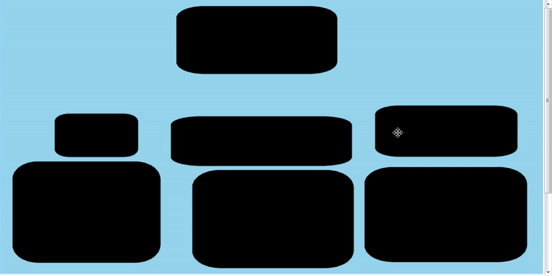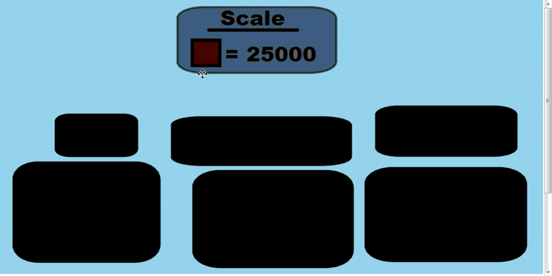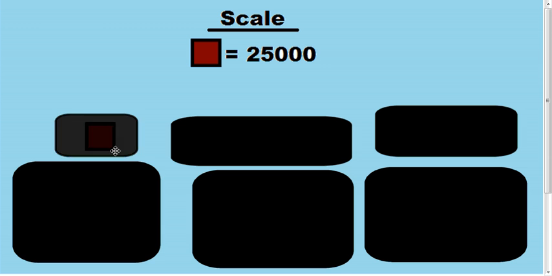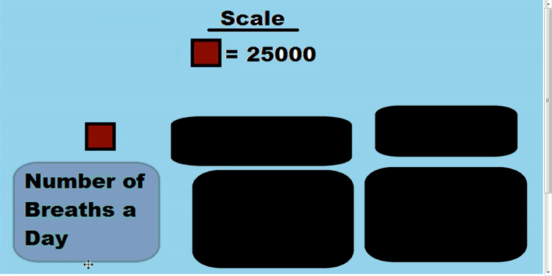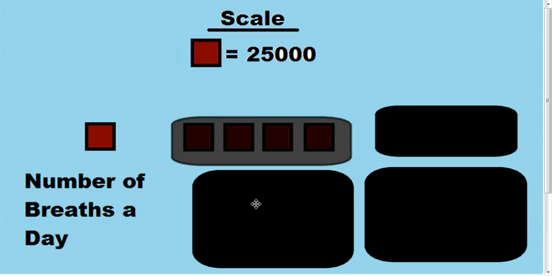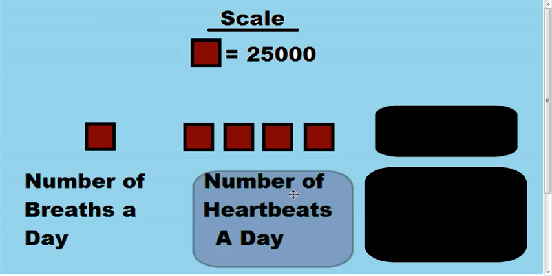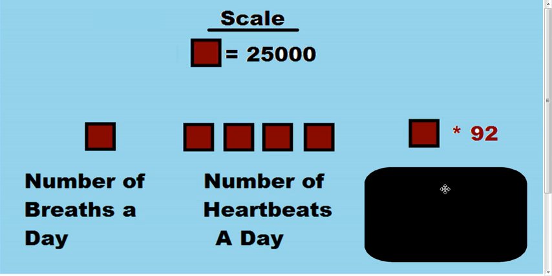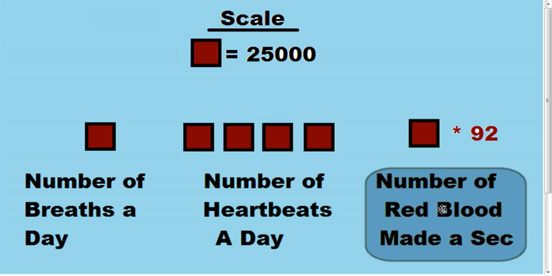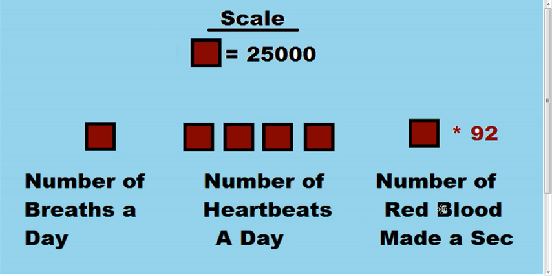Here comes the beauty of the example. If this is our scale, the 1 box represents how many breaths you take in a day. The 4 boxes represents how many heartbeats you have in a day. And the 92.6 represents how many red blood cells you make in a second.